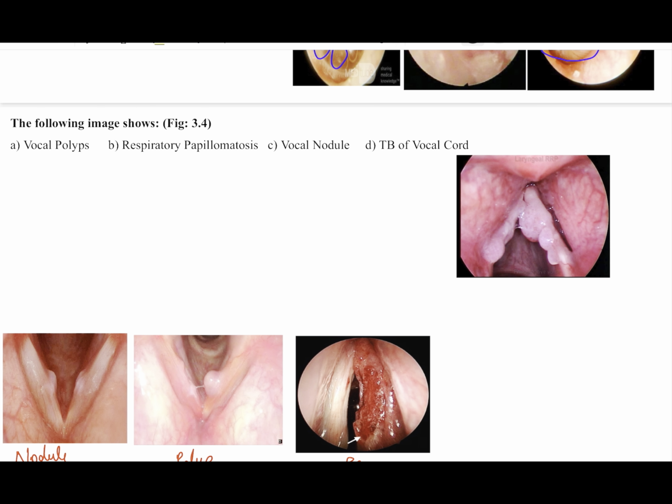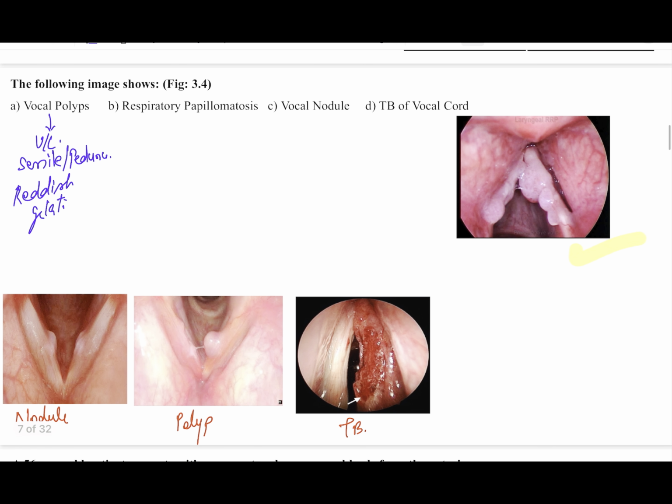Next question says, the following image shows... So this image was given. We will go through the options one by one. First option says vocal polyps. So what are polyps? These vocal polyps are generally unilateral masses, can be sessile or pedunculated. They are larger than nodules, and they have a reddish gelatinous appearance. Here I have given you the image, and here you can see this is the polyp. So the first option is not the correct answer.